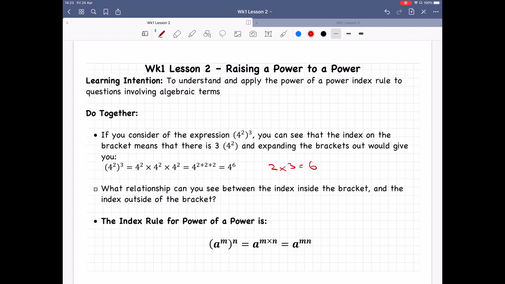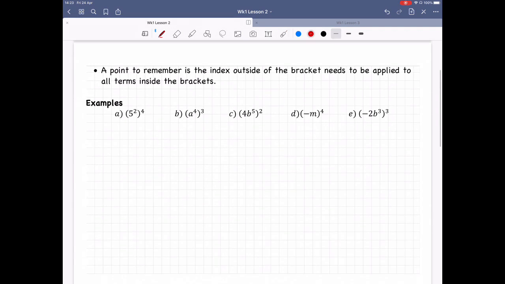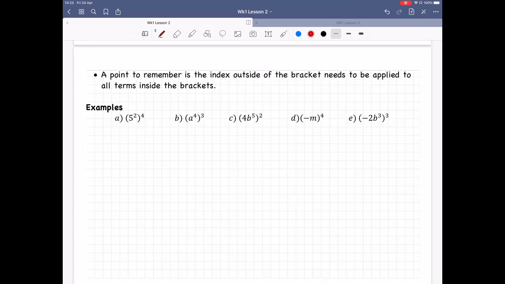So let's look at what this looks like when we are doing some examples. If we have 5 squared all to the power of 4, then that's simply 5 to the power of 2 times 4. So we'll get 5 to the power of 8. Now, it doesn't matter if we're using pronumerals. As before, we can do exactly the same thing. So if we've got a to the power of 4, all to the power of 3, what that means is we have a 4 times 3, and we get a to the power of 12.